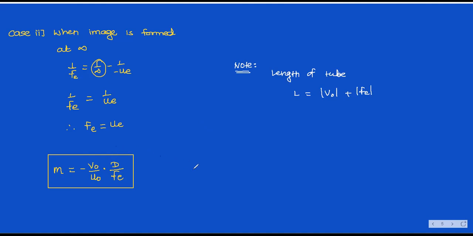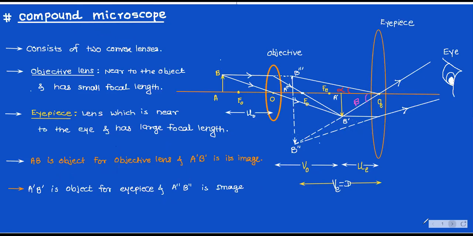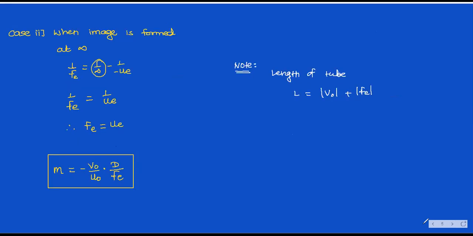So this is what the compound microscope is. Note down all this. Yes, clearly this is the biggest answer, you can say, from ray optics, but very easy if you understand.